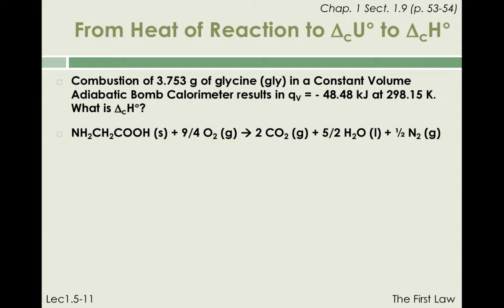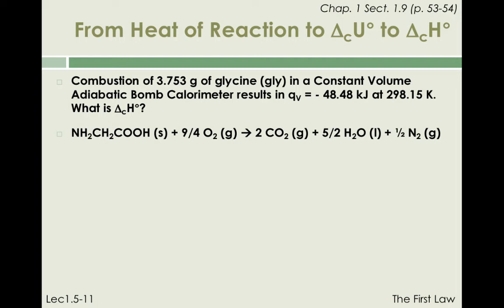Glycine has 5 hydrogen atoms, so we should also form 5 halves moles of water. Now we can balance the reaction for oxygen. There are 4 plus 5 halves equals 6.5 moles of oxygen atoms on the product side, and 2 moles of oxygen atoms in glycine. So we need to add 4.5 moles of oxygen atoms on the reactant side. So to balance the reaction, we need to add 9/4 mole of molecular oxygen on the reactant side.